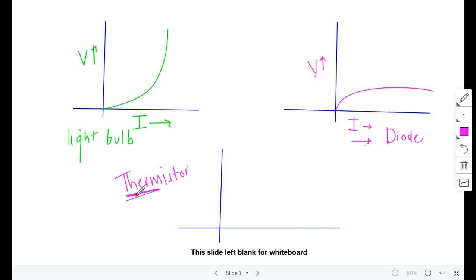And how does the graph look in this? The graph looks like this.